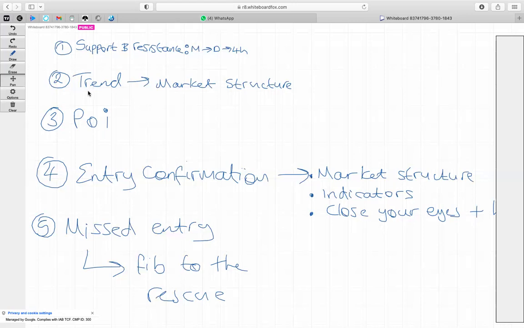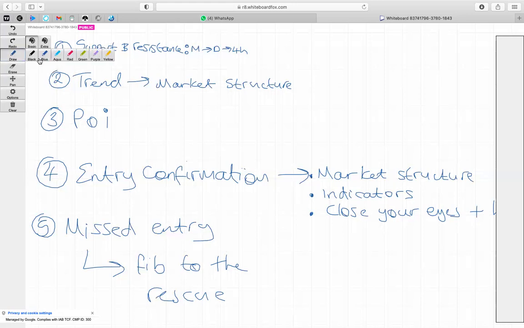Number three, POI. Some of you may know what this is. POI stands for point of interest. So in terms of my trading strategy, I like to highlight key areas that I'm going to look at to enter a specific trade, okay? And then after I've identified my points of interest, of course, we look for entry confirmations.